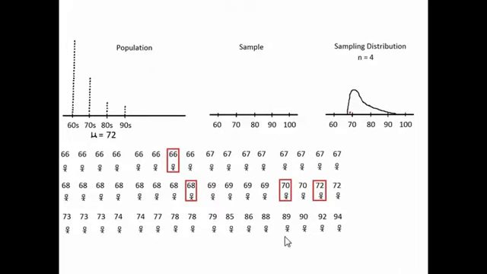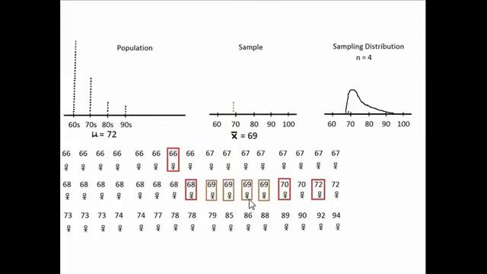Let's look at another possible sample of 4 students that could be selected from this population. If I randomly select 4 students from this population, I might end up selecting these 4 students as my sample. If I record their 4 exam scores, then my sample mean will end up being 69. If you add these 4 exam scores and divide the total by 4, the answer comes out to 69. So far we've looked at 2 different possible samples of 4 students that both have a sample mean of 69.